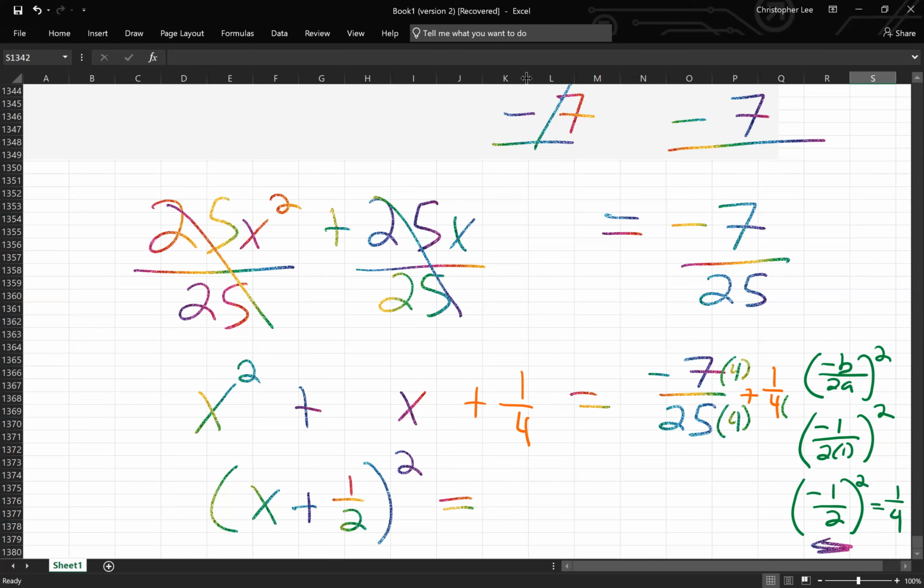So this is like, oh shoot, 7 is 14, 28. That's like -28 plus 25. So what is that, like -3? Am I right about that? I think that's -3. Yeah, -3 over 100. Something like that. Right?